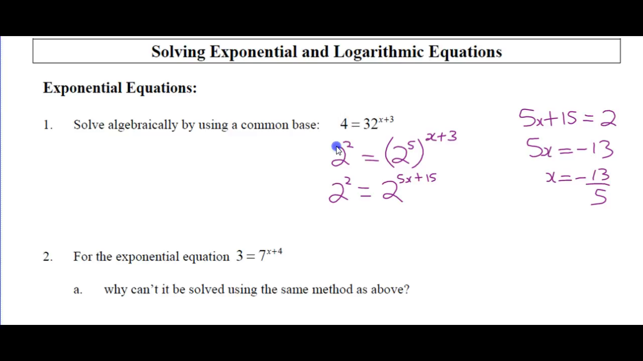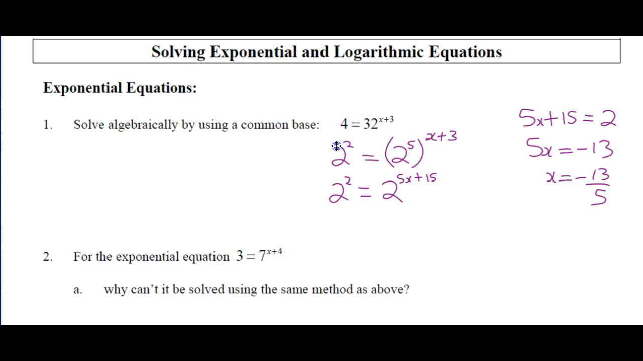Okay. Now we could check that, although my smartboard's not behaving. But if you did 32 to the power of negative 13 fifths plus 3, well, what's negative 13 fifths plus 3? It's 2 fifths. So 32 to the 2 fifths, which is the 5th root of 32, which is 2 squared, which is 4.